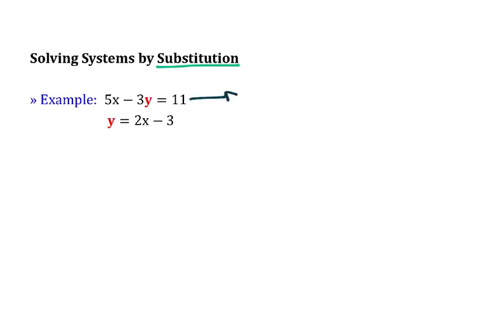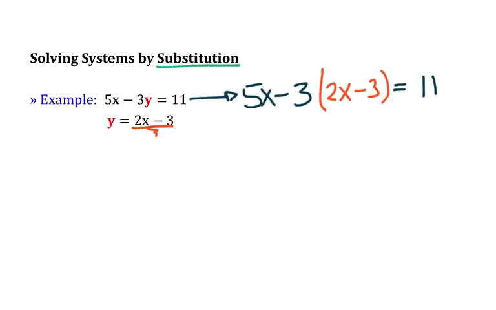So if I take my first equation and start rewriting it, 5x minus 3, when I hit y, I'm going to replace y with 2x minus 3, because our second equation tells us y is the same as 2x minus 3. Now I have to finish off my first equation. It's still set equal to 11, but hopefully what we notice is that this new equation is just an equation solving for x, and this is something we can do.